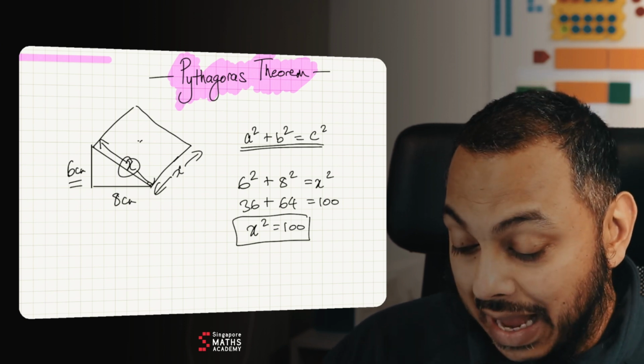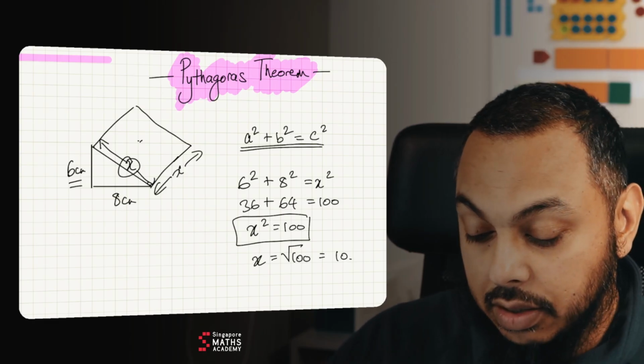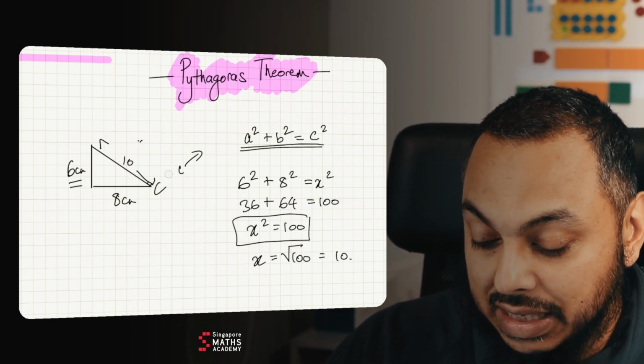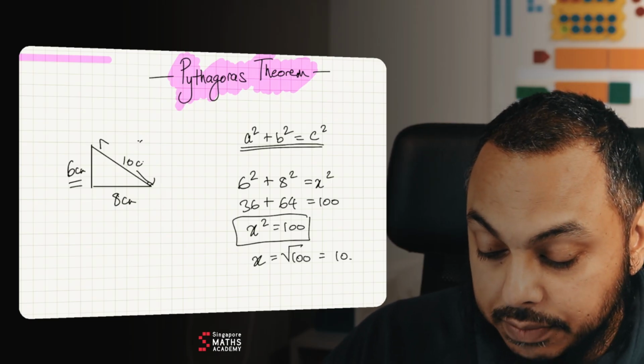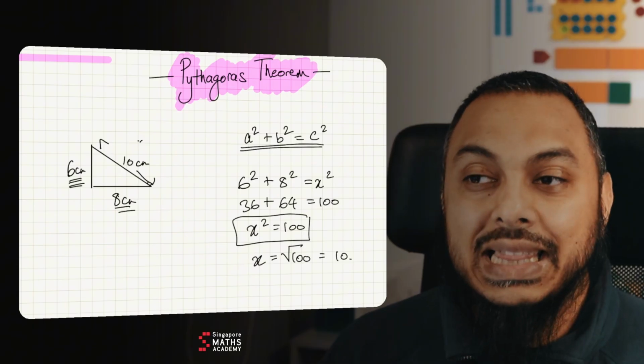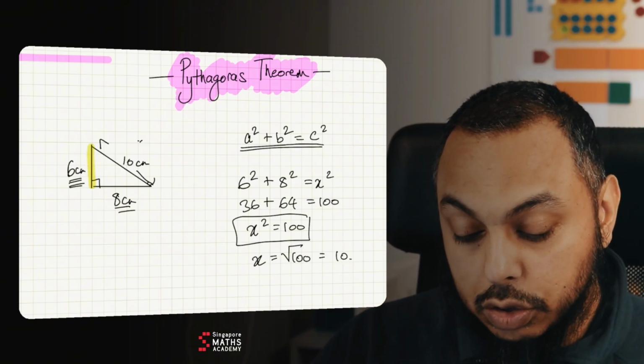And therefore, X must be the square root of 100, which is equal to 10. So this length here, X, is going to be 10 centimeters, considering that this is 6 and this is 8. So in this example, we've got a right angle triangle. We're given the two shorter sides.